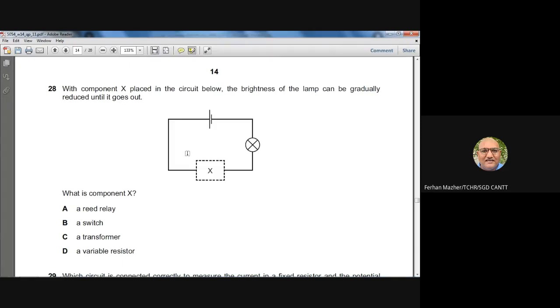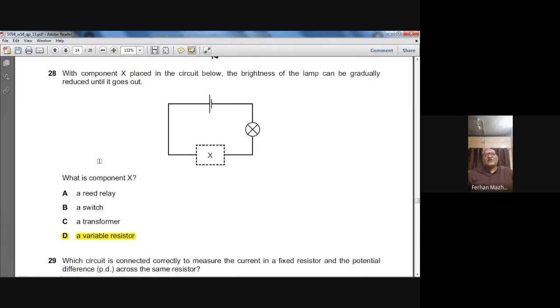A transformer cannot do this. Plus, the transformer doesn't work on DC power. A variable resistor, yes. If you connect a variable resistor here, when you gradually increase its resistance, it will take a lot of voltage. The voltage supplied to the lamp will decrease, and the lamp will become dim and dimmer. So D is the choice.